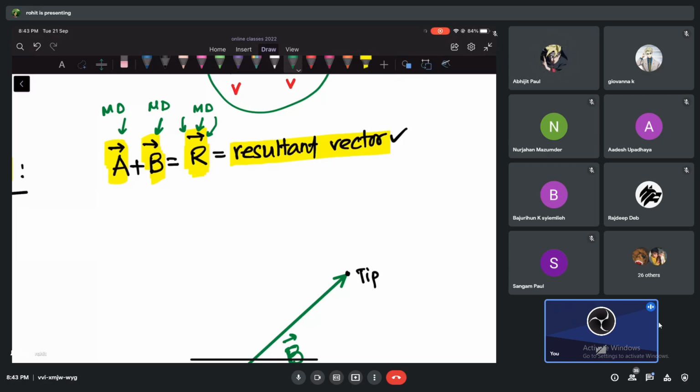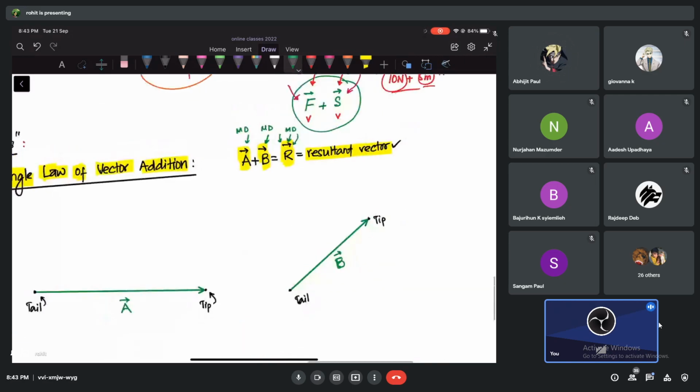So A looks like this, right? This is the A vector. B looks like that. Even your resultant vector will look like a vector like this, right? It's a vector, so it should look like an arrow. So that is what we're investigating.